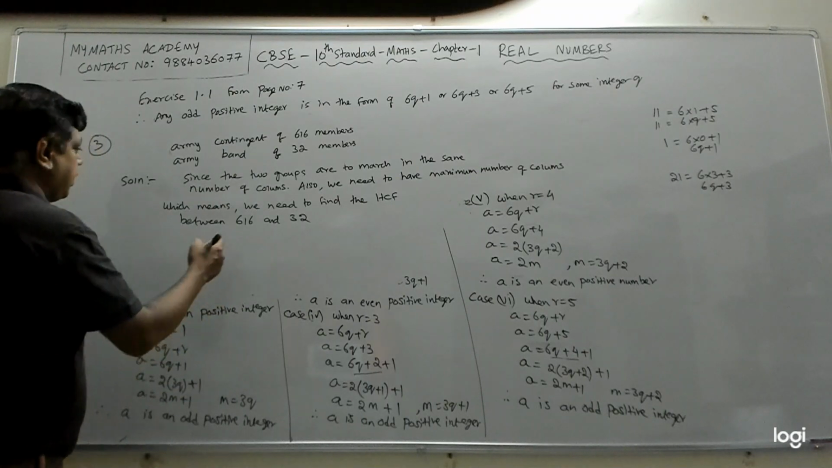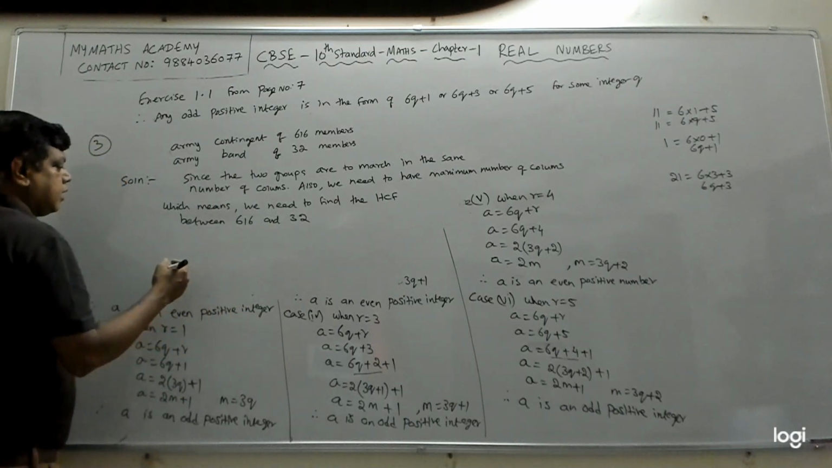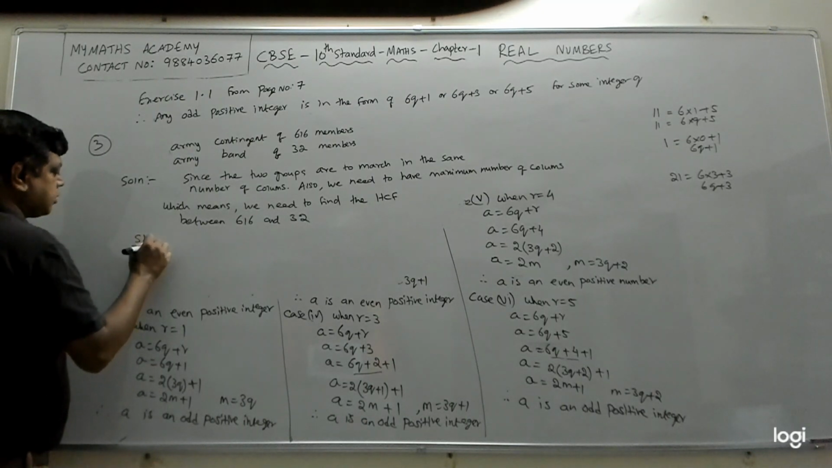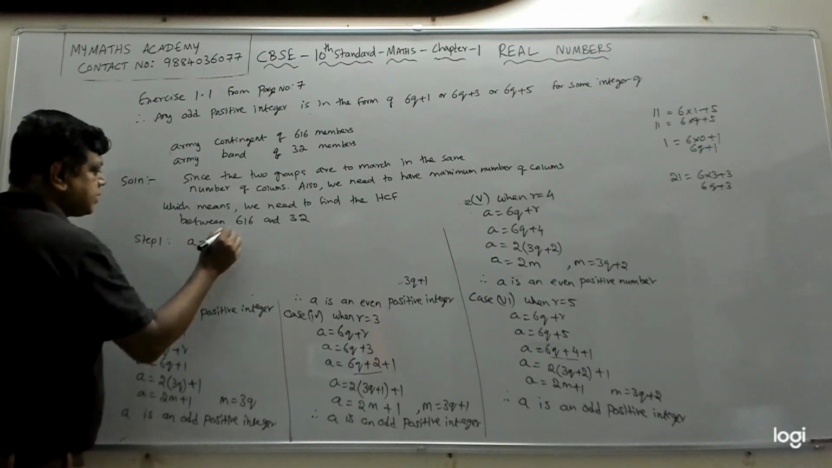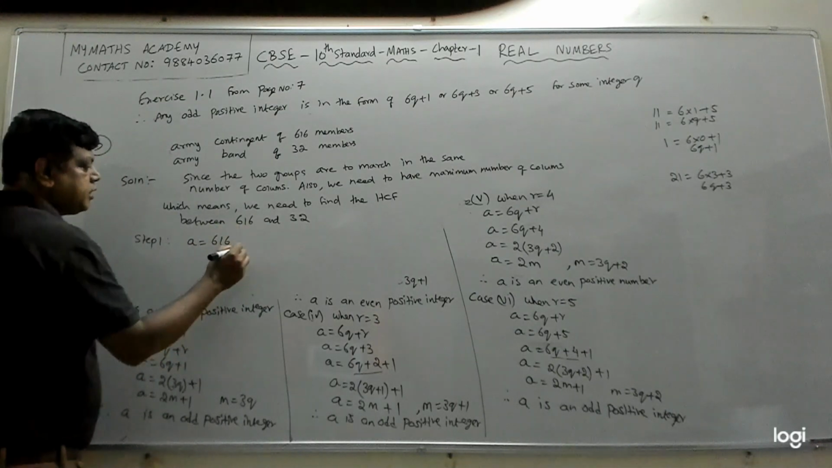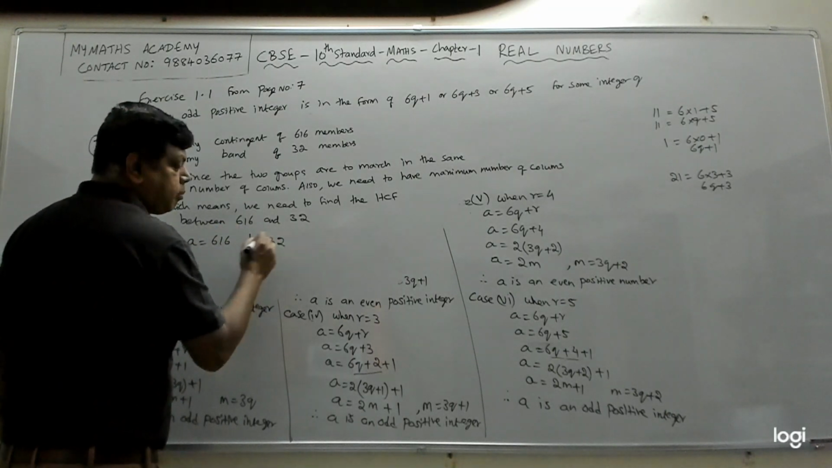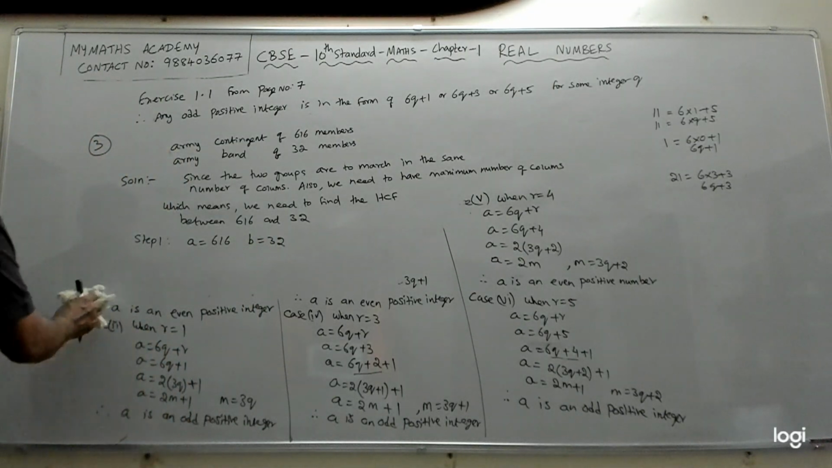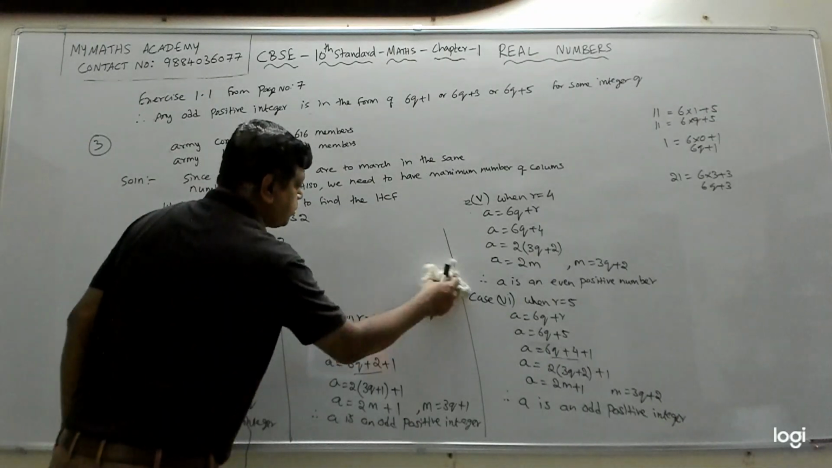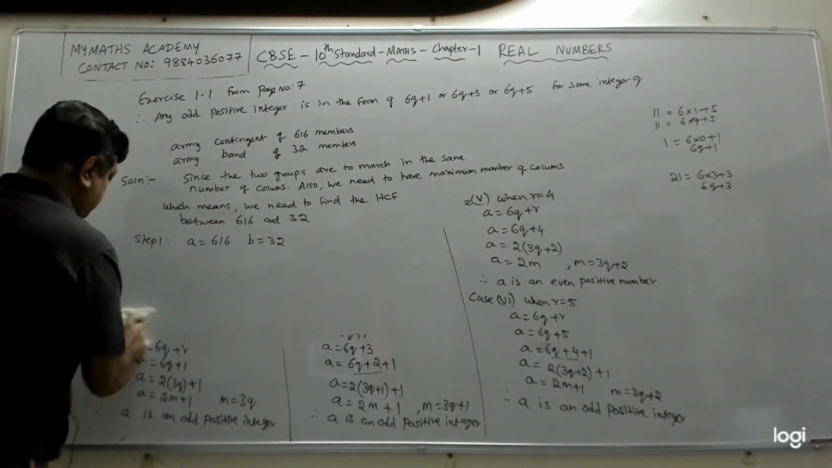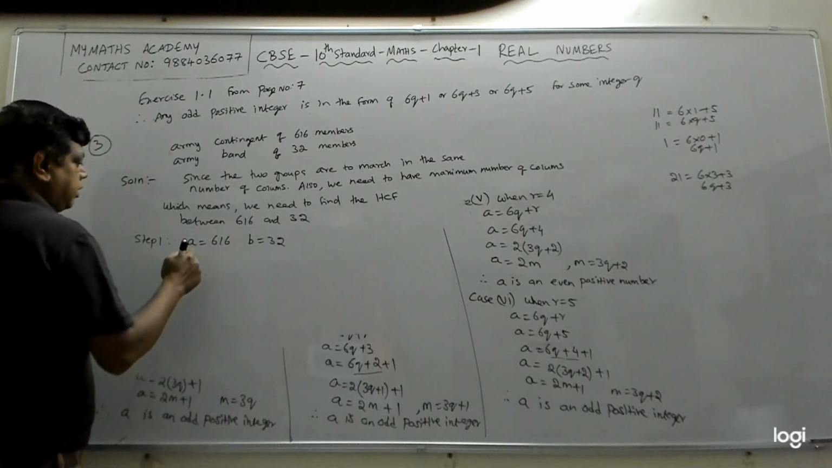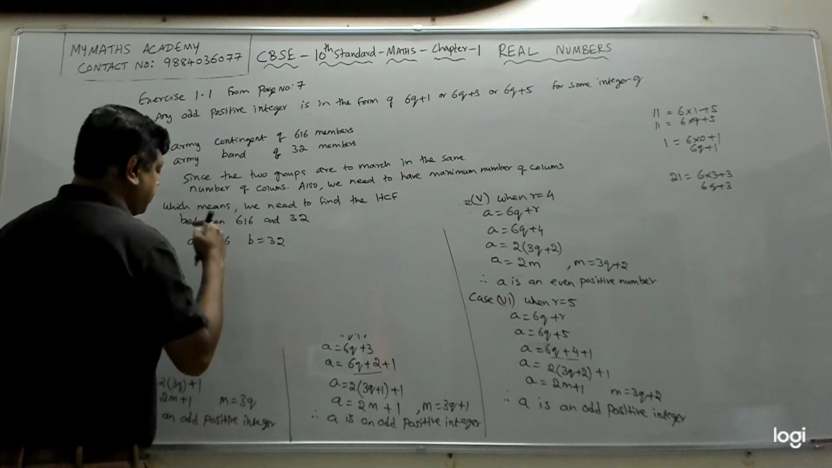So now we will find the HCF using Euclid's division algorithm. To find the HCF, what is step 1 in that algorithm? Step 1 is we take A as the bigger number, 616, and B will be 32. We are going to apply Euclid's division algorithm, which I had explained in the previous class videos of this chapter.